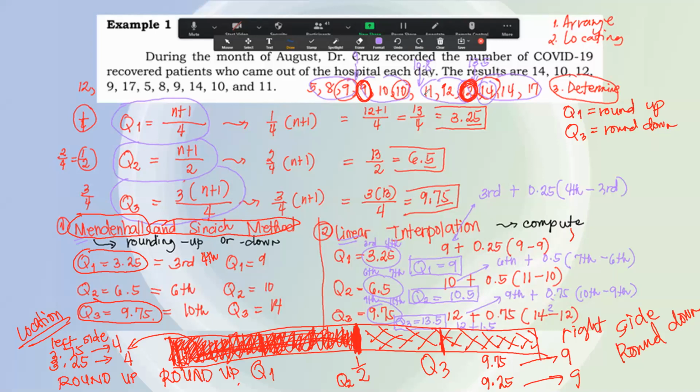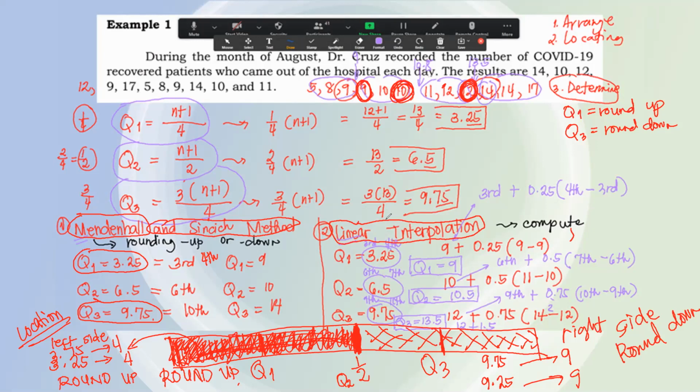At yung gitna natin, yun pa rin. It should be on the 6th. Kaya lang, di pa rin siya pantay. This is the problem with Mendenhall and Sinsich method. Hindi talaga siya nagpapantay. Hindi tulad kapag linear interpolation, kahit hindi na tayo mag-round up, round down. So yun yung part na magulo when it comes to Mendenhall Sinsich.